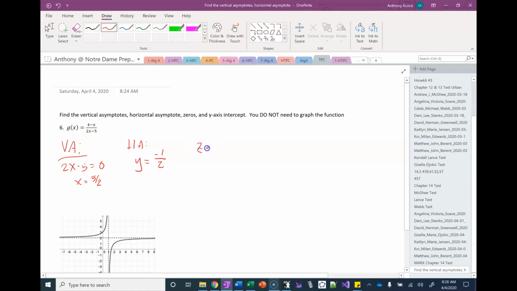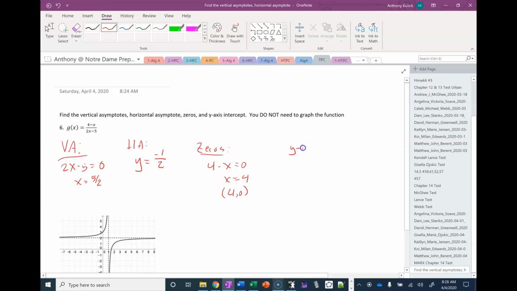To find the zeros, all I need to do is take the numerator and set it equal to 0. So when I do that, I get x equals 4. So you could write it as that, or you could write it as the ordered pair (4, 0).